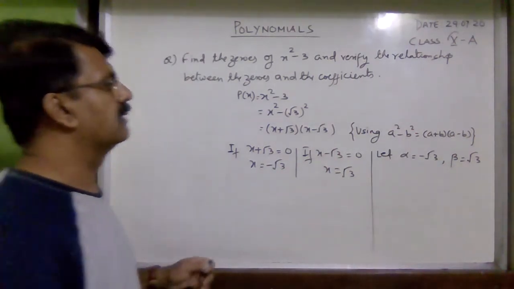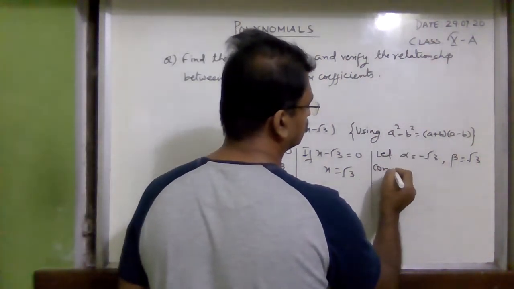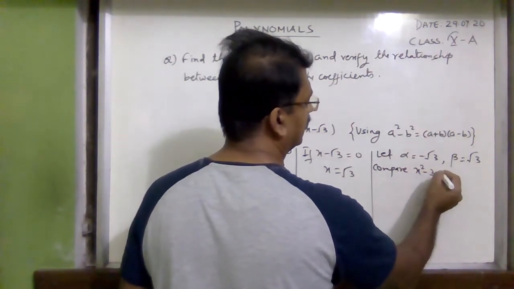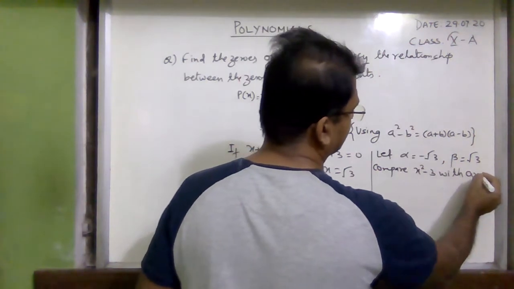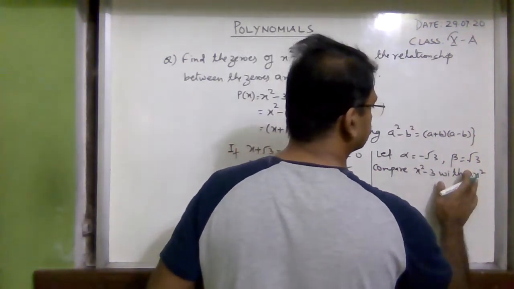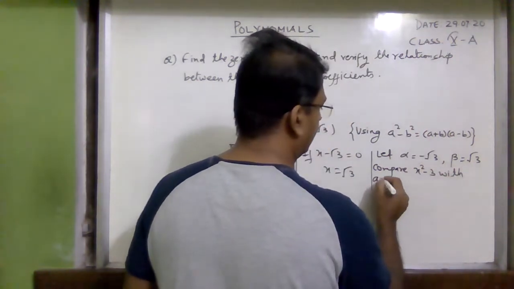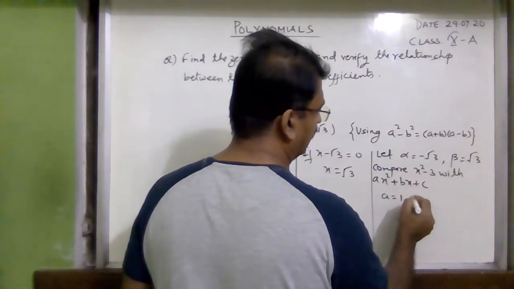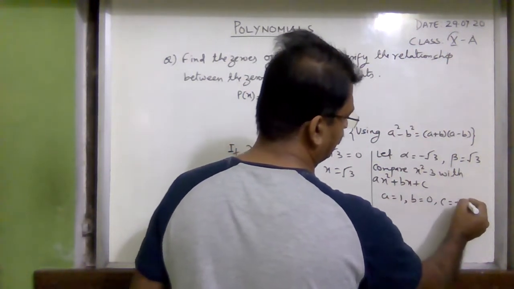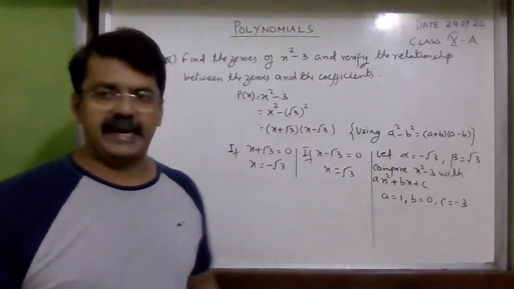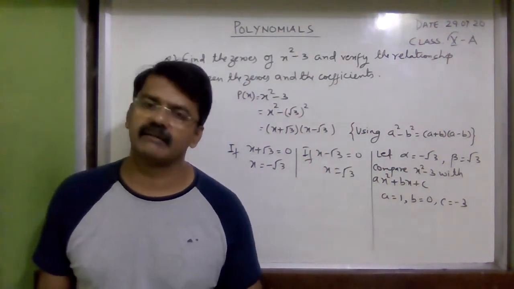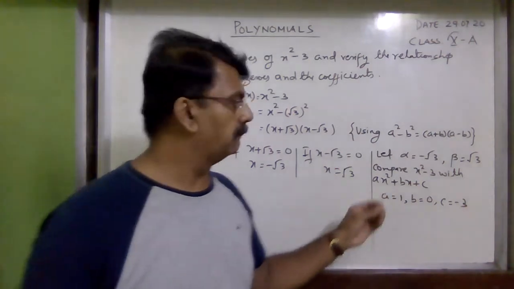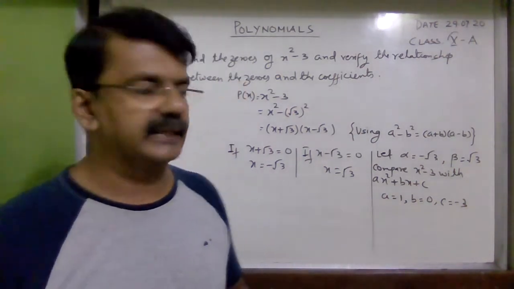And now compare x square minus 3 with ax square plus bx plus c. Then you will have a is equal to 1, b is equal to 0, c is equal to minus 3, because you can see the term containing x is missing in the given quadratic polynomial. That means b is 0. So a is 1, b is 0 and c is minus 3.